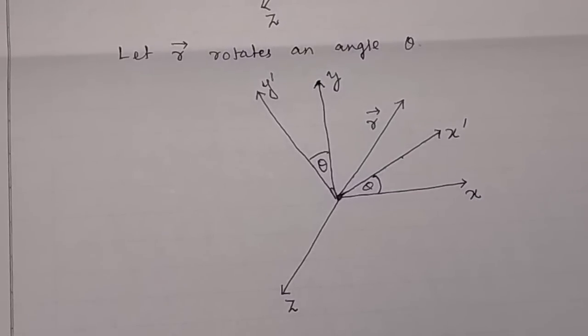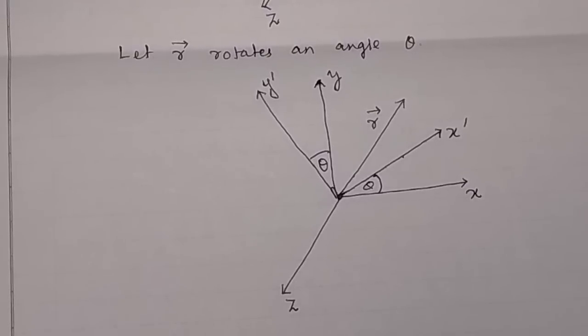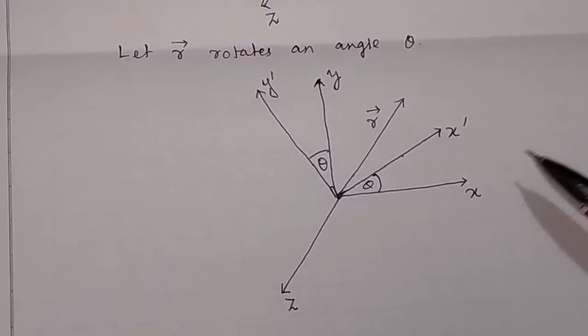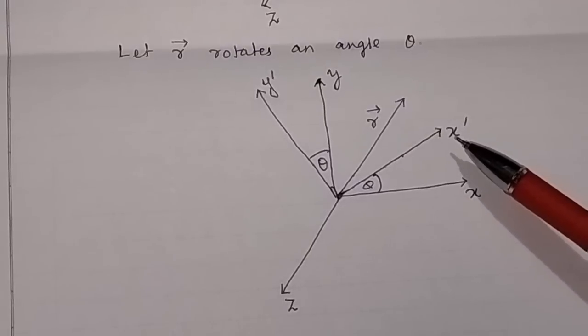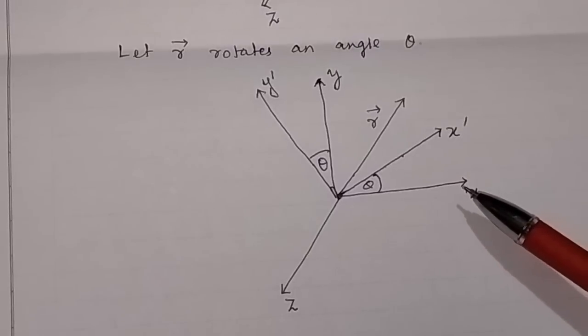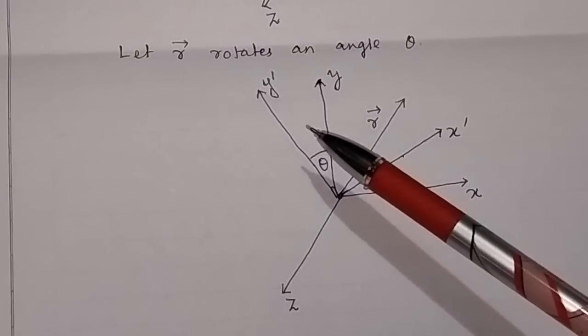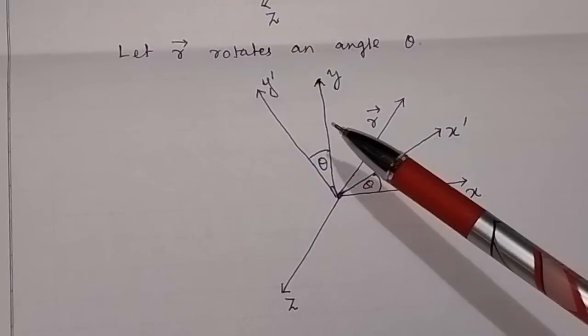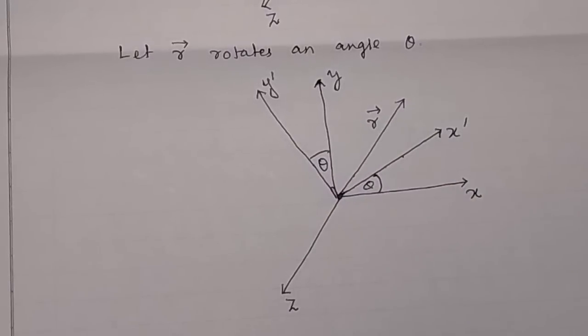And here we will show how the rotation of the vector r affects the coordinates, that is, what is the relation between the x prime coordinate and the x and y coordinates. Similarly, what is the relation between the y prime coordinate and the x and y coordinates, we will discuss here.